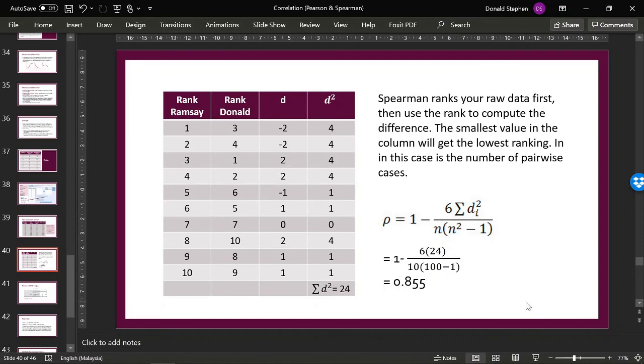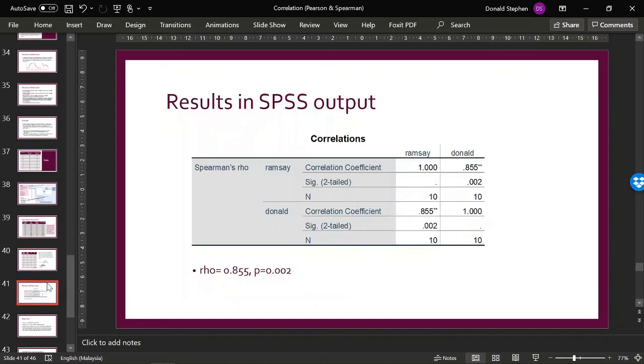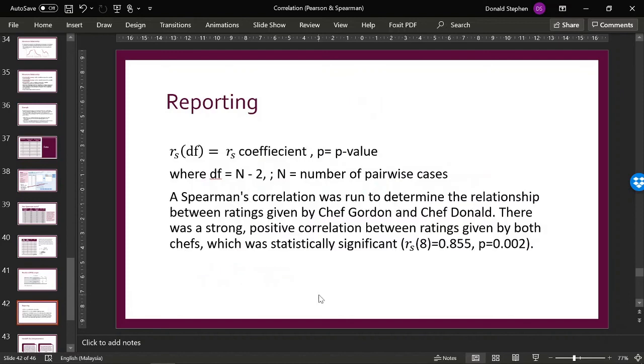All right, so we substitute the values in, then you get 0.855, which is the same as what we calculated in SPSS. So this is the R value. Rho equals 0.855. So this is how you report this.